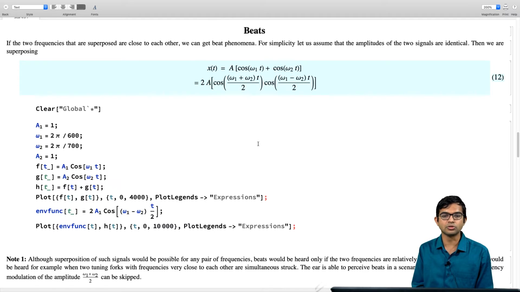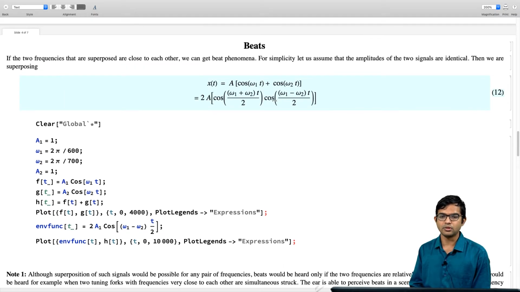If they're close to each other, then we can get beat phenomena, right? So for simplicity, let's assume that the amplitudes of the two signals are identical. Of course, you can play this game with different amplitudes. And also here I am taking the phases to be the same, so as not to clutter the analysis.